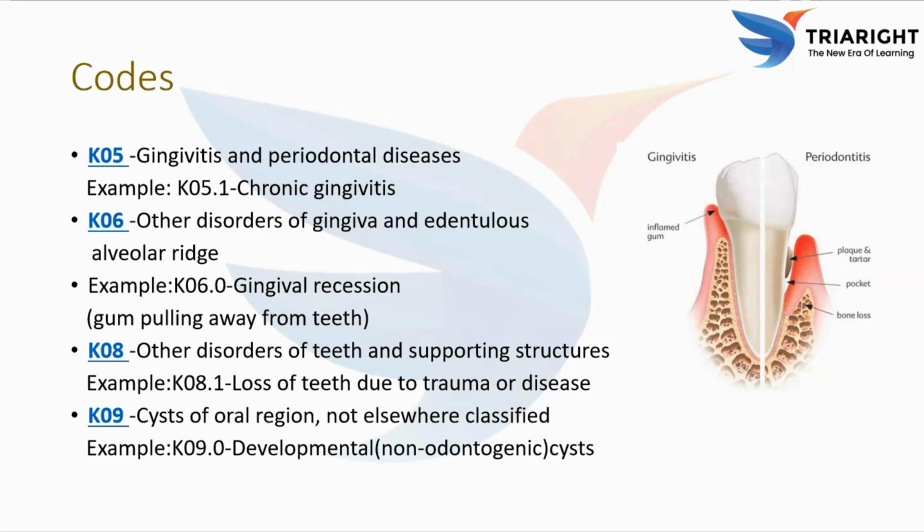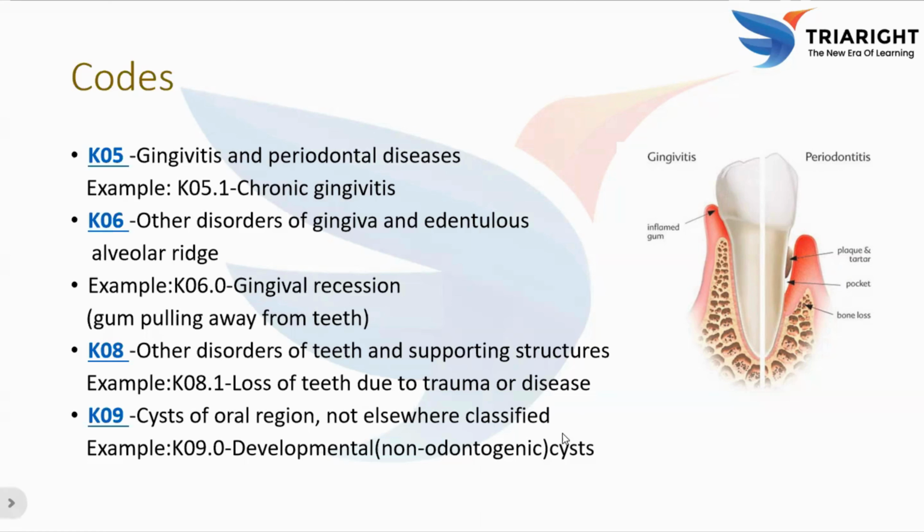And then next, coming to K09 code, this code indicates cyst of oral region, not elsewhere classified. Not elsewhere classified can also be denoted by NEC. Here it includes fluid filled sacs, cyst. Here K09.0 code denotes developmental non-odontogenic cyst. So what do you mean by cyst? It's a fluid filled sac, right, which can be developed in the jaw, gums, or other oral tissues.